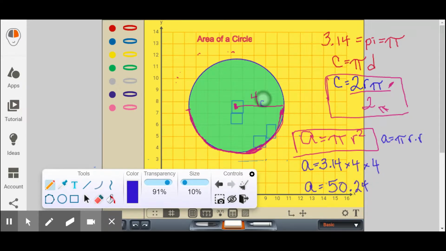If I were to say these were centimeters, then 50.24 what? 50.24 centimeters squared. That means that there are 50 and a little bit more of a square centimeter. These little blue squares that I counted are 1 centimeter by 1 centimeter. If you were to sit here and count and add up all of these little ones, you would end up with 50 and a little bit more of another square. That's how you put this to use.